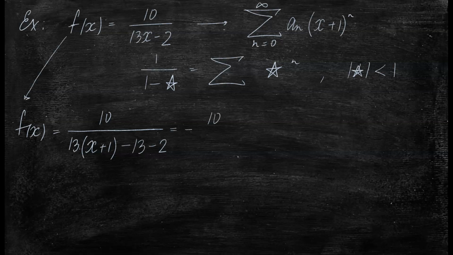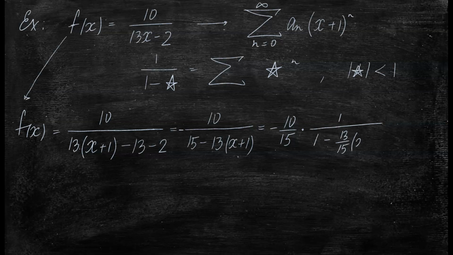Now we're going to simplify it, and we're going to take out negative. So we're going to have 15 minus 13 times x plus 1. And now we're going to take out negative 10 over 15. So we're going to have 1 in the numerator and 1 minus 13 over 15 times x plus 1 in the denominator. And there's nothing we can do or need to do about the negative 10 over 15. Sorry, we can actually reduce that by 5, right? So negative 2/3.